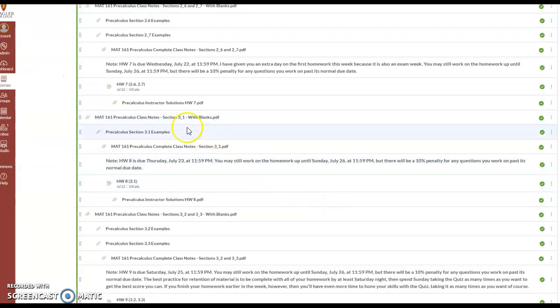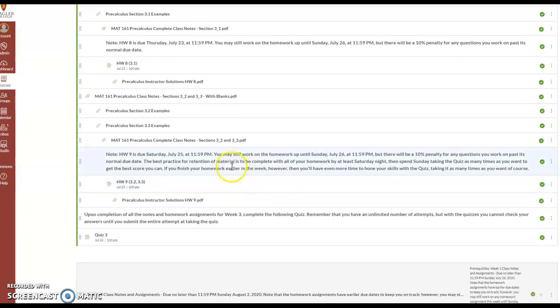That's tied to homework 8, which is due Thursday. And then homework 9, due Saturday, would be from sections 3.2 and 3.3.